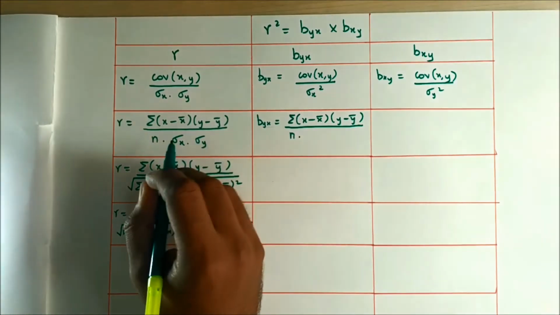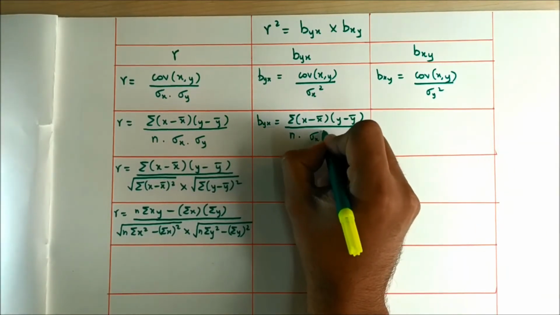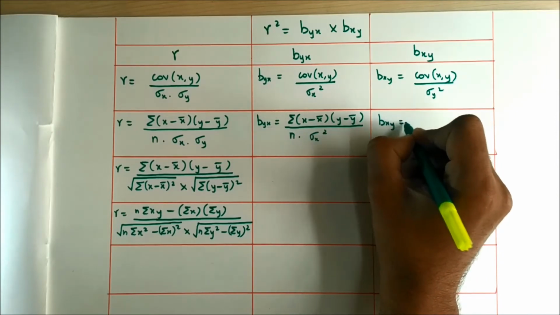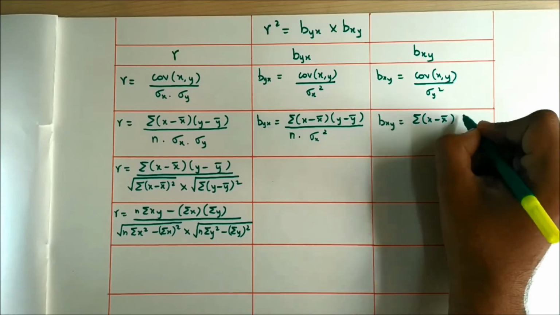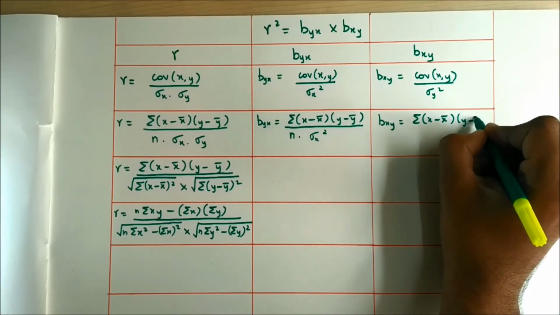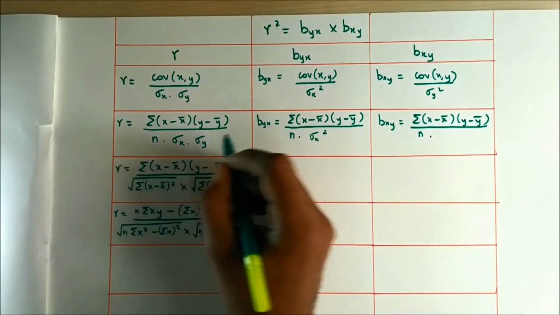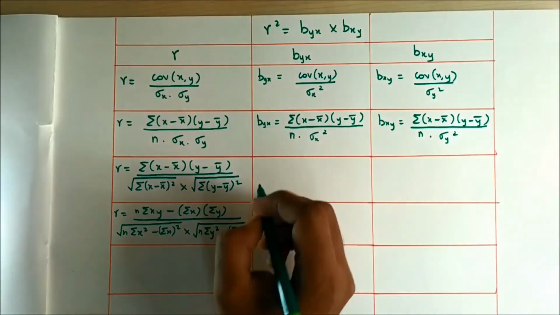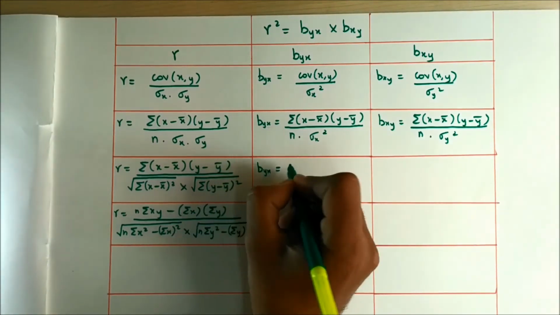Again, standard deviation of x, just square it there, so you have sigma x the whole square. Likewise bxy equal to summation x minus x bar into y minus y bar upon n and then sigma y square. Perfect. Let's move to the third formula.